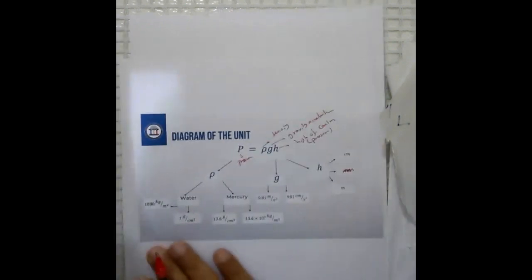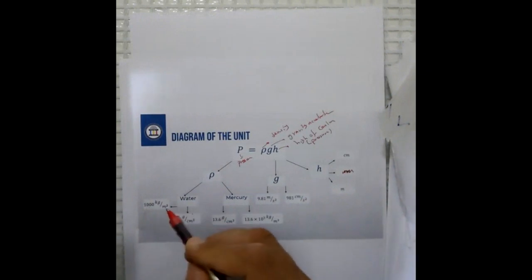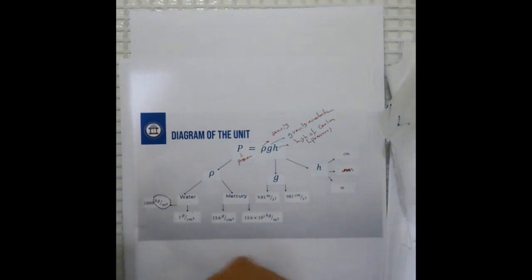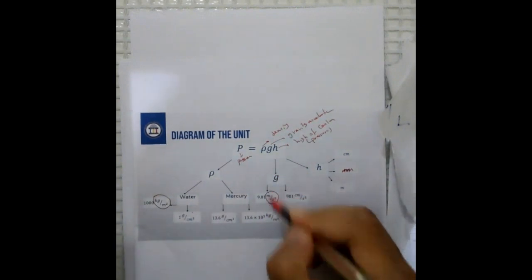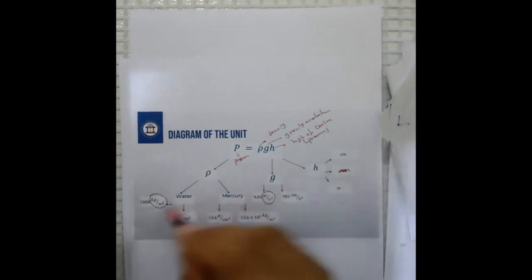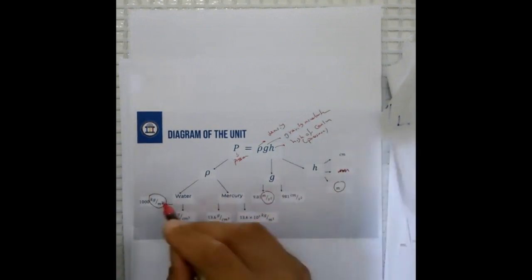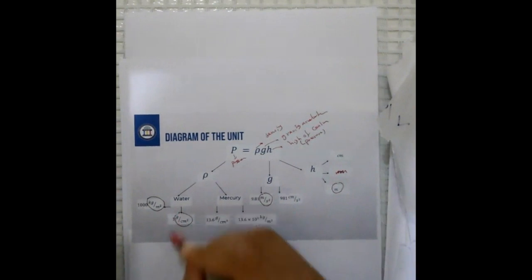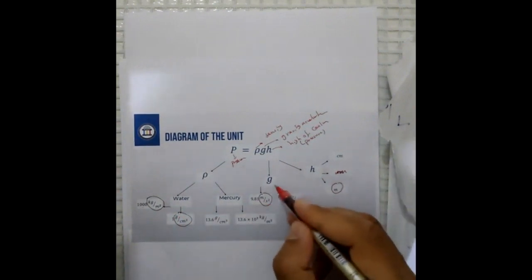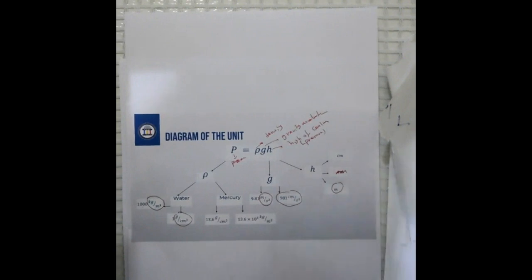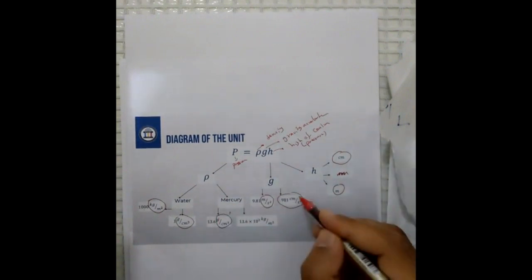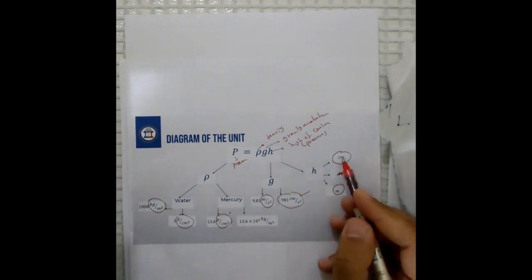Start with water. Water has 1,000 kilogram per meter cubic. If we use this unit for water, then g should be in meter per second square, and H should be in meter. All these units should be used together, and this is important. If you use gram per centimeter cubic for water, then for g you will use the centimeter unit, and it will be centimeter for H as well. Again, if you use this unit for mercury, then for g and H you use the matching units.